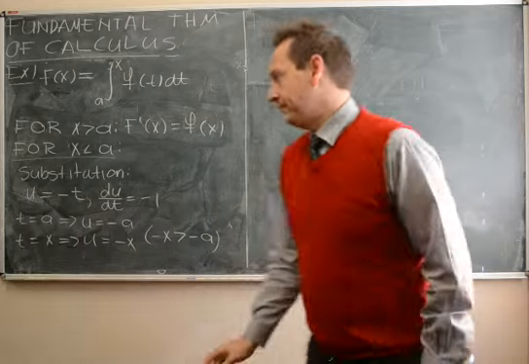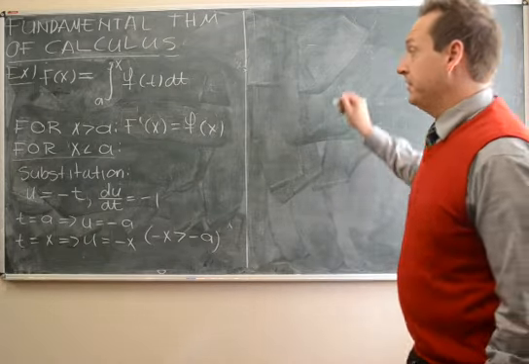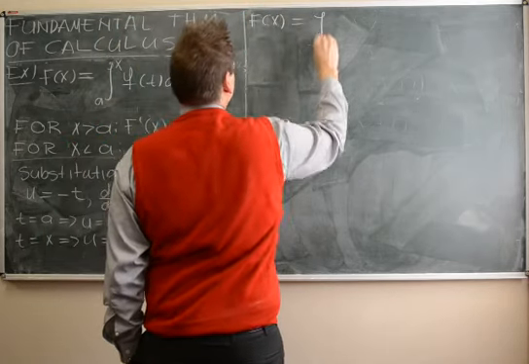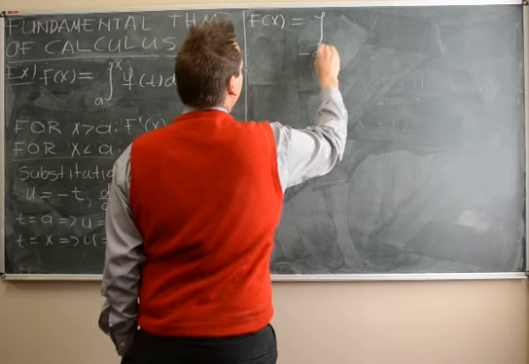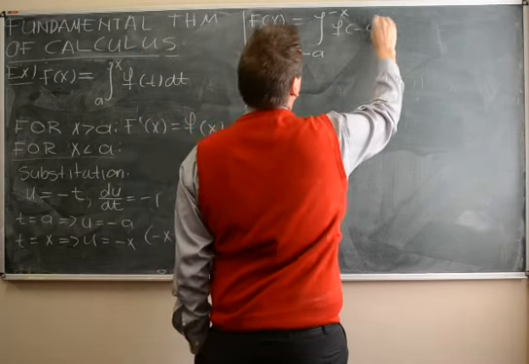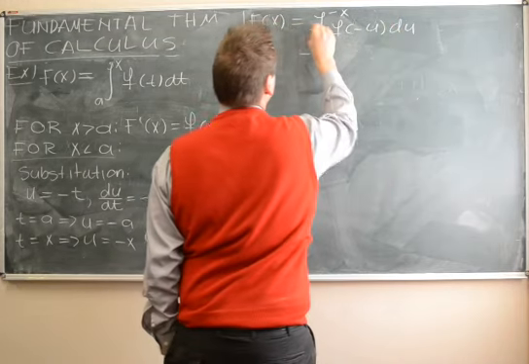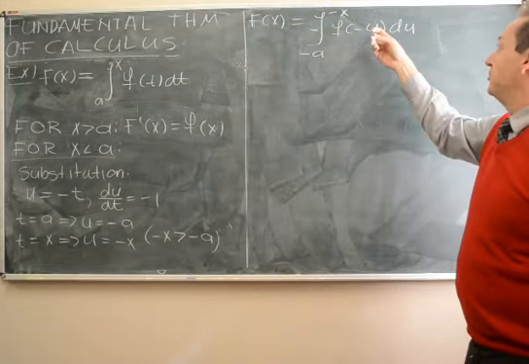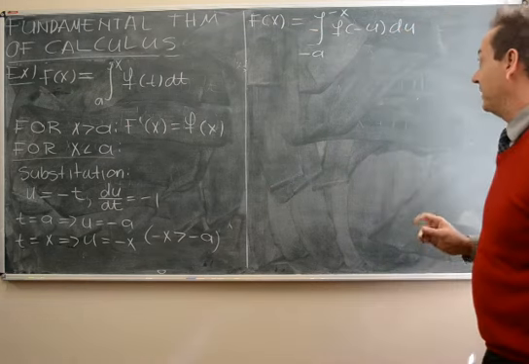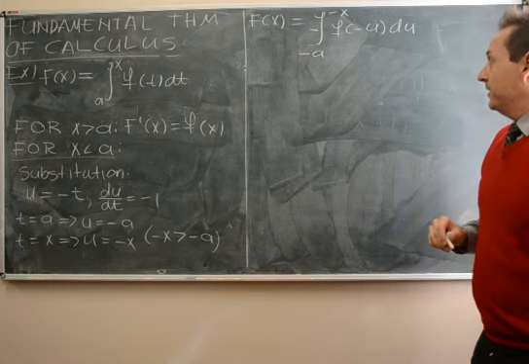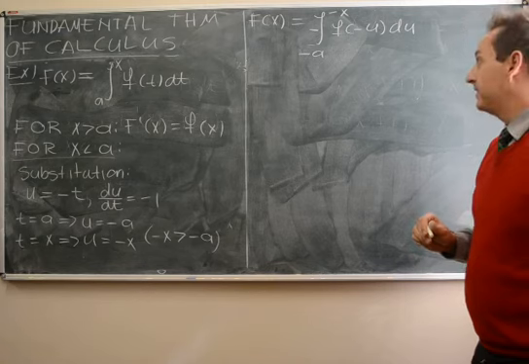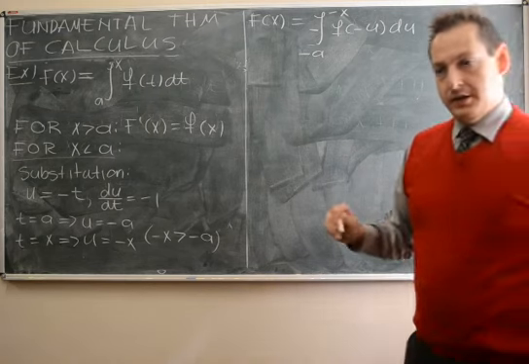So using this substitution, we can write our function as the integral from minus a to minus x of f of minus u du, and of course a minus 1 there, because du/dt is minus 1. So you see in this case, we can now evaluate the derivative.